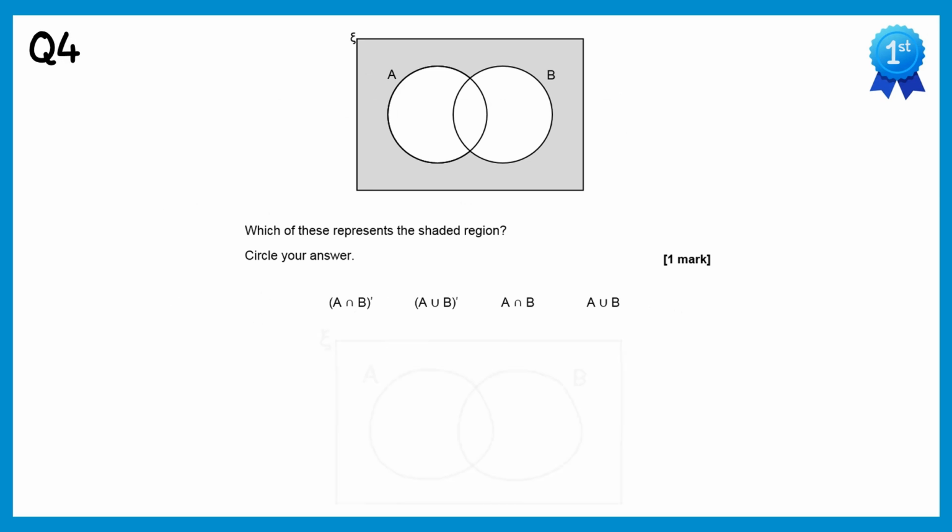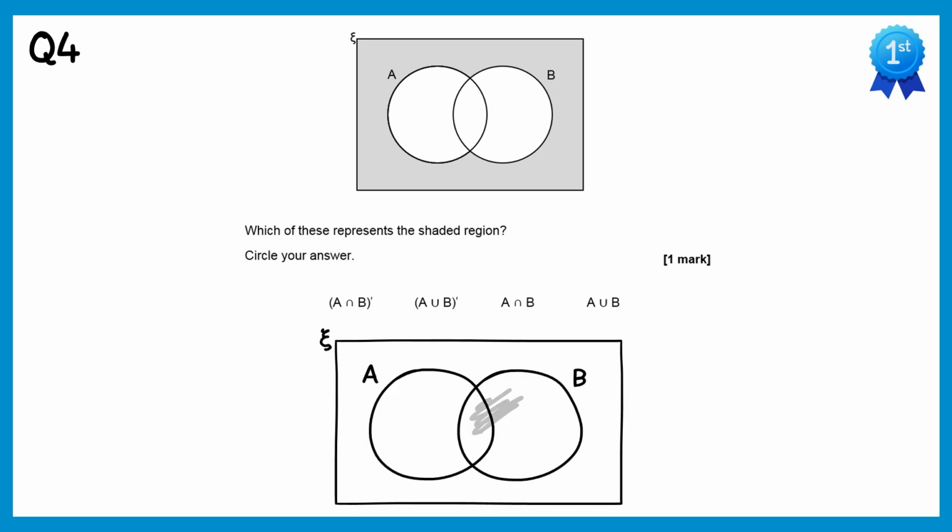For this question, consider this diagram first of all. If we shade in this section here and this section here, then we've got what we call the union of A and B. The diagram we've been asked for is the exact opposite of this, or the complement. So we take A union B with a little dash above it, this one here.